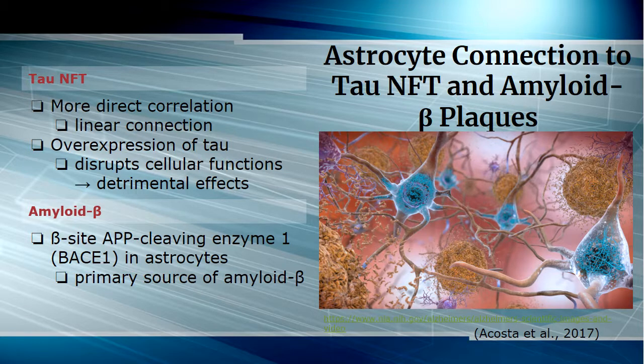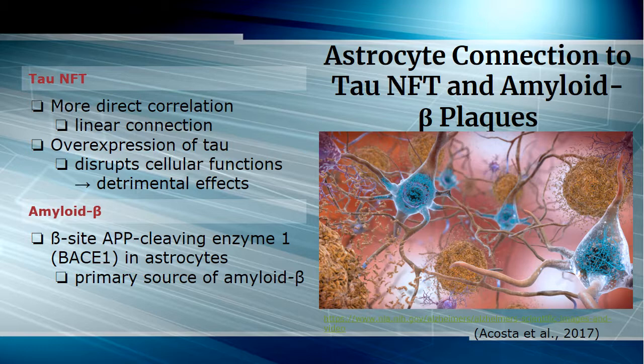Connection to tau pathology. Researchers believe that astrogliosis is more directly correlated with tau neurofibrillary tangles than amyloid plaques. This is because as the disease progresses, astrogliosis responses change in a linear fashion with the neurofibrillary tangles. That is, as tau neurofibrillary tangles become more abundant, dense, and distressing, astrogliosis increases as well.